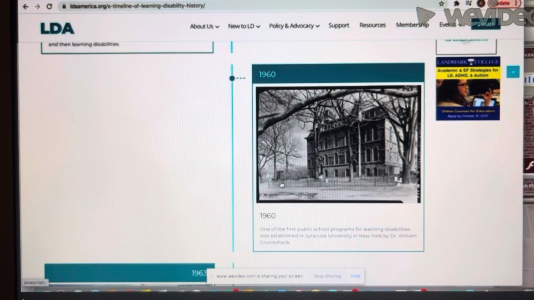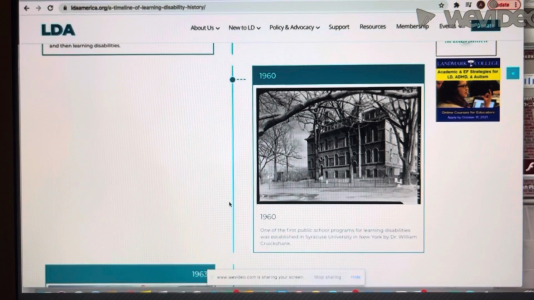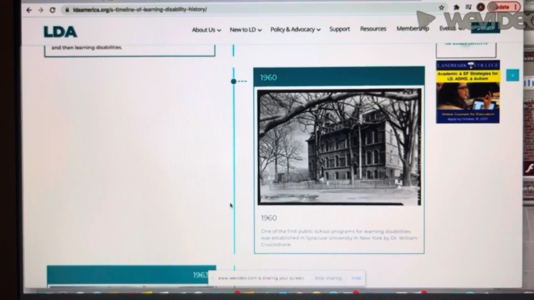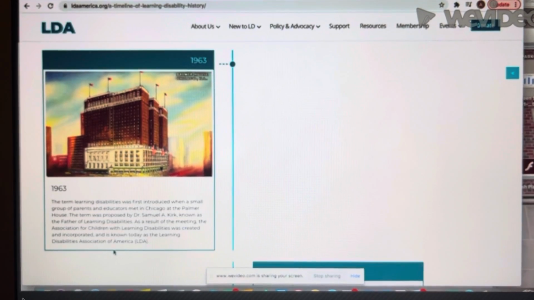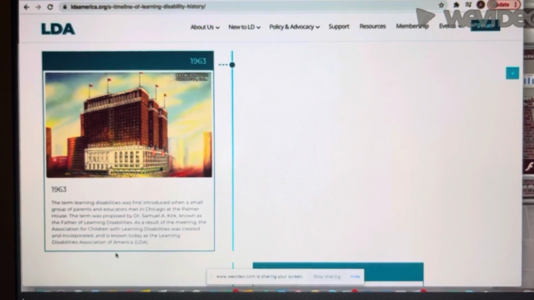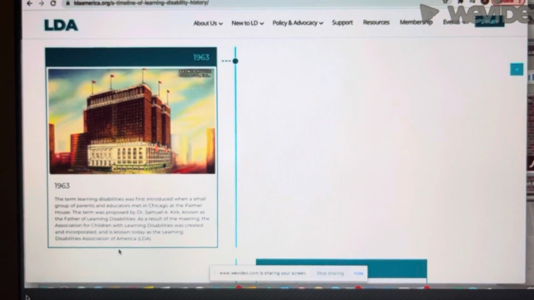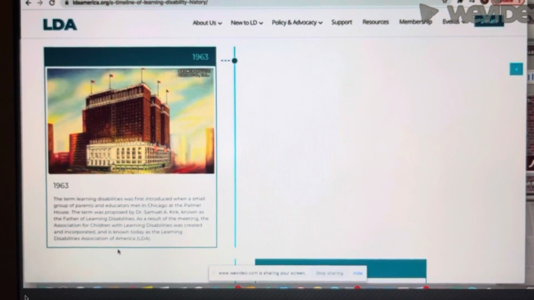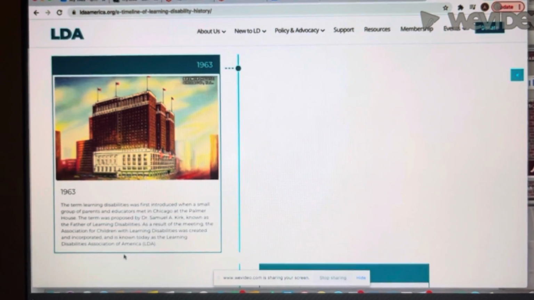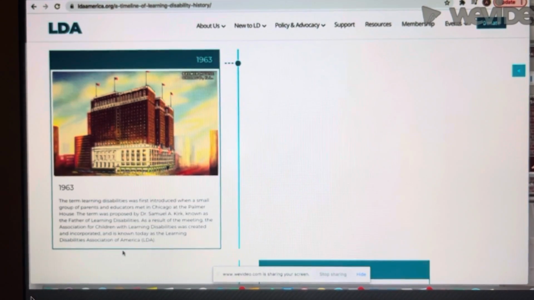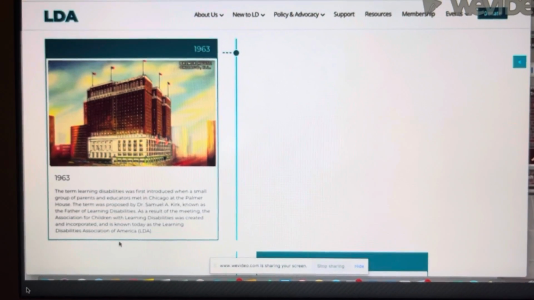This picture right here shows the first public school programs for learning disabilities, and it was established at Syracuse University in New York in 1960. This picture right here shows the Palmer House, which is in Chicago, and this point briefly talks about how the term learning disabilities was introduced to a small group of parents here in Chicago. It was proposed by Dr. Samuel A. Kirk, and he was known as the father of learning disabilities.